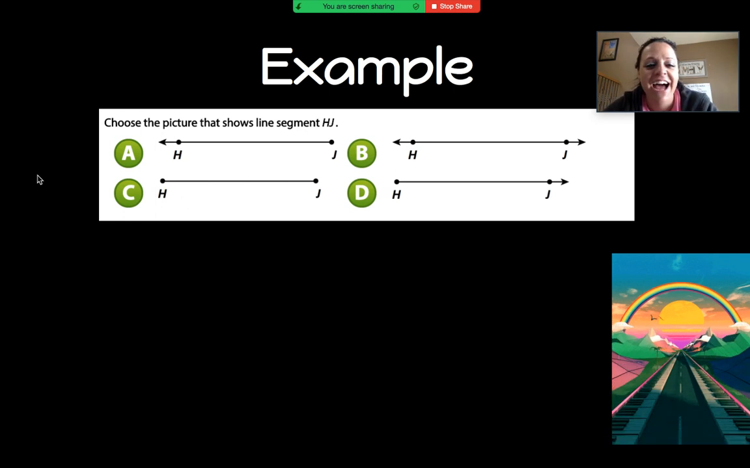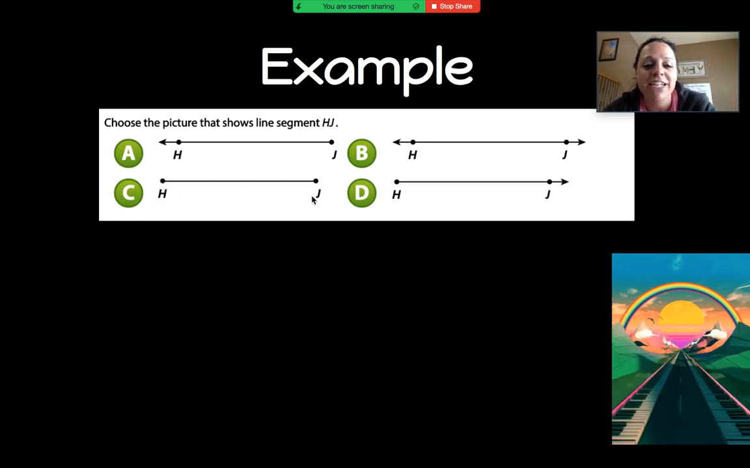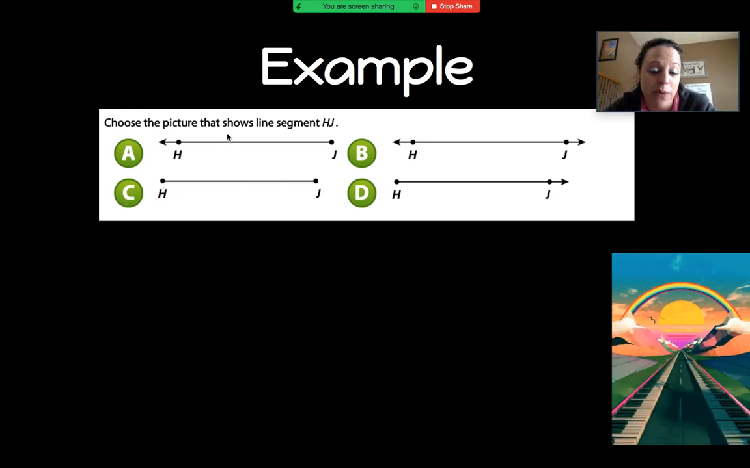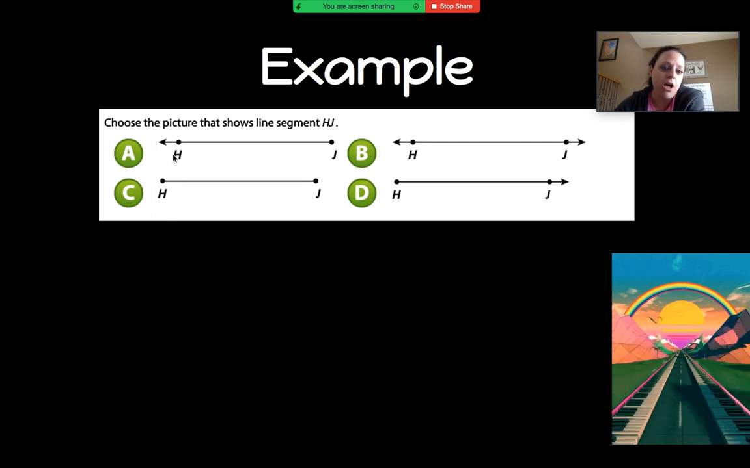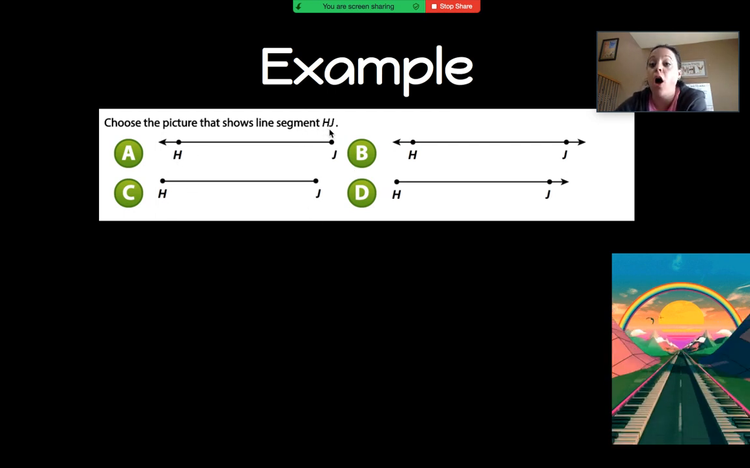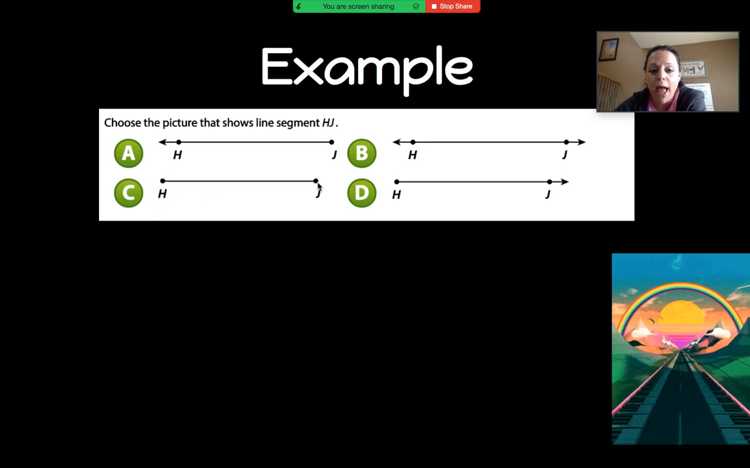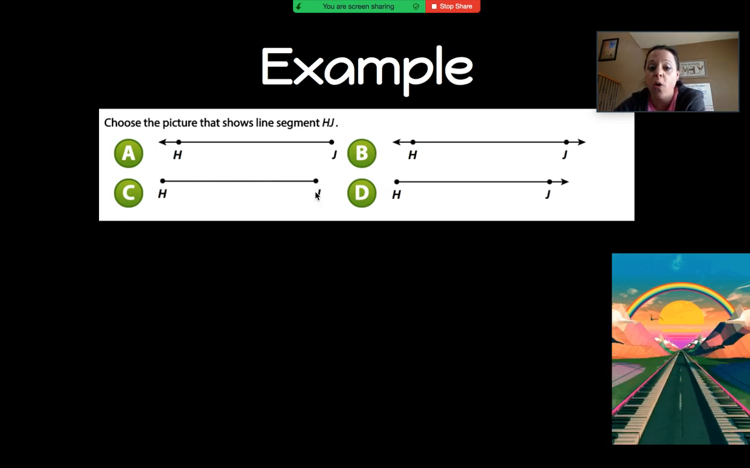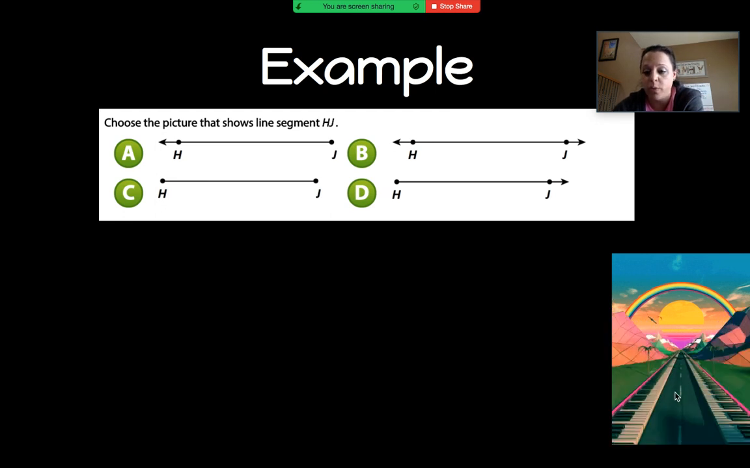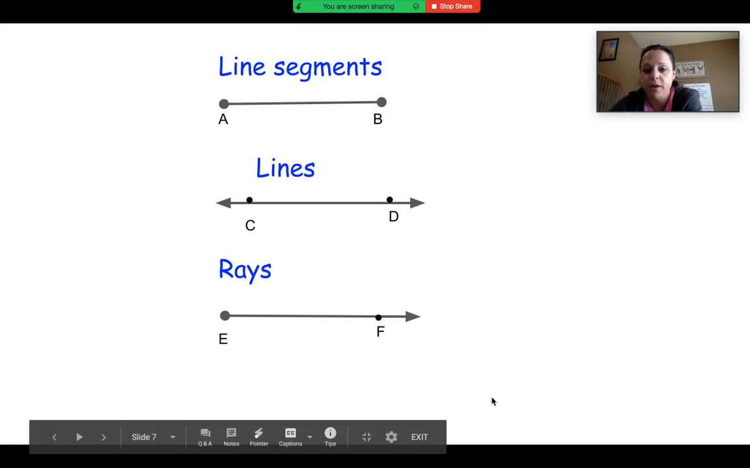Okay, anyway. All right, so our answer has to be HJ, so it's C, okay? Also, I noticed all of these are labeled HJ, so make sure you're checking that also. So this is our line segment because we have 2 endpoints and no arrows. Think of it like a road, okay?